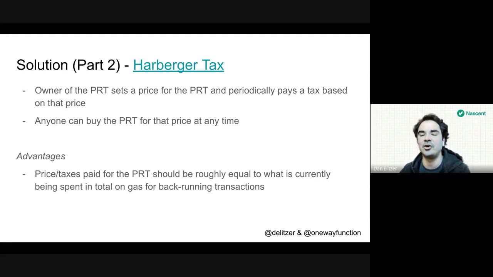Because if they try to underprice it, somebody else will grab it. If they overprice it, they're paying more in tax. Then the opportunity is really worth to them. And so the result here should be that the PRT ends up in the most efficient hands to hold it. And the assumption here is that that would end up being roughly equal to what is currently being expended in total on gas or other costs for back-running transactions in a competitive manner.